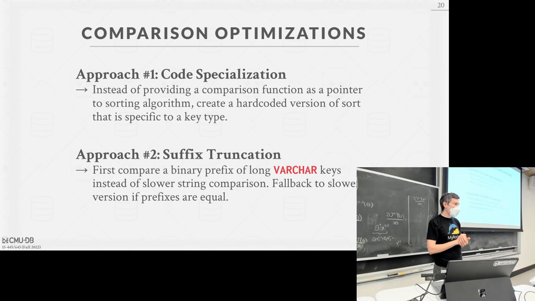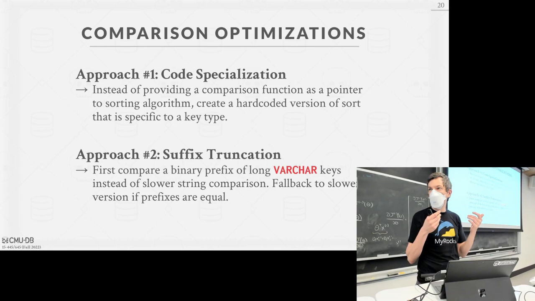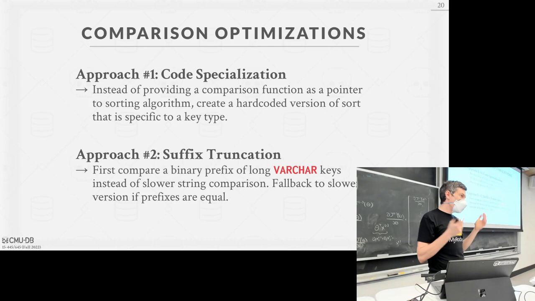What is the binary prefix? Is that just the first integer or long? It's just like the first few bits in there. I'll send you a link to the Postgres one. You don't need to compare the length. If my name is the character A 128 times, and your name is the character X 128 times, I can just look at the first few bits and know that mine is less than yours, and therefore I don't need to do the full string comparison. Yes?